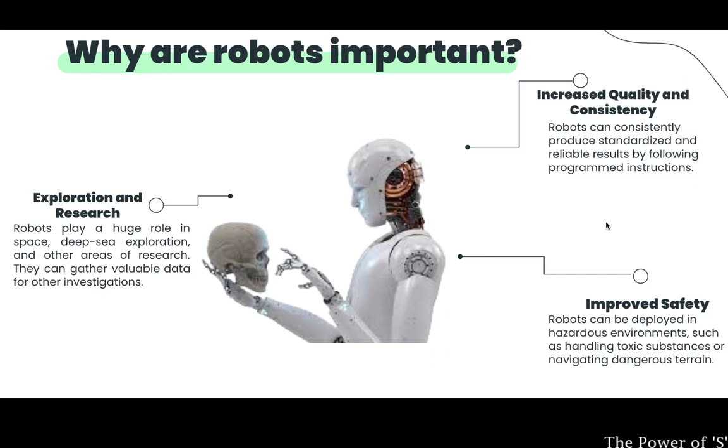Robots can be deployed in hazardous environments such as handling toxic substances or navigating dangerous terrain or even mining. And look, if something bad happens, it's alright. We didn't lose a human life. A human life is impossible to recreate, whereas a robot is alright to do so. So we can put them in the mines where they're not breathing in, so it's all good.